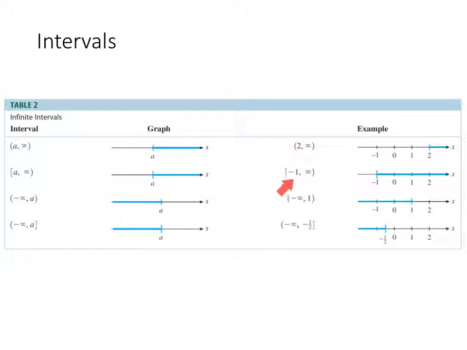Infinities, whether it's positive infinity or negative infinity, will always have the parentheses, the round bracket, and then we just have to determine, can we use the real number or not? Is it an open or is it a closed, and which direction are we going? So infinite intervals, quite handy as well when it comes to calculus.